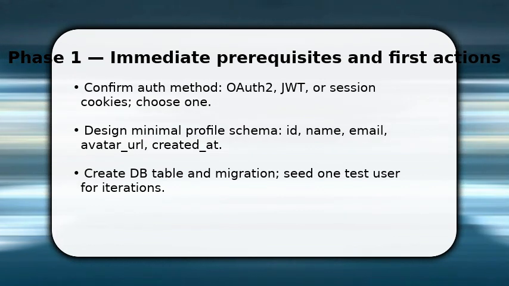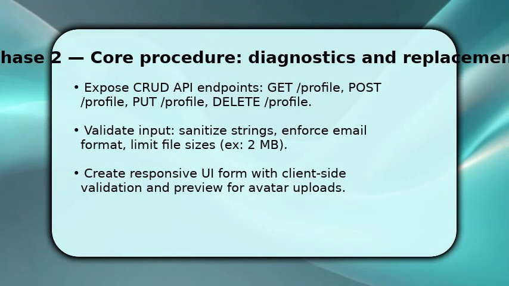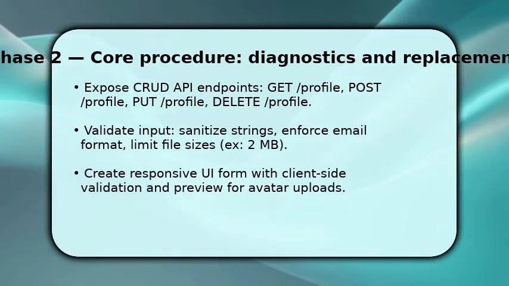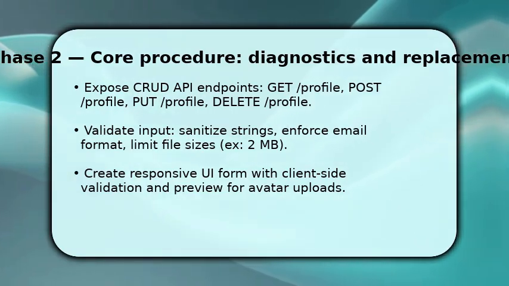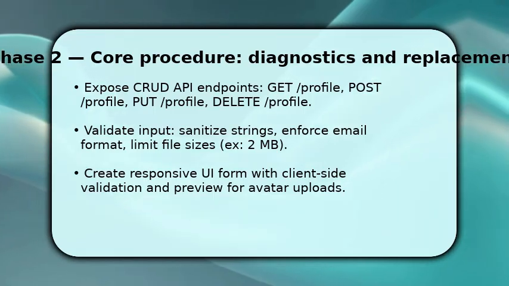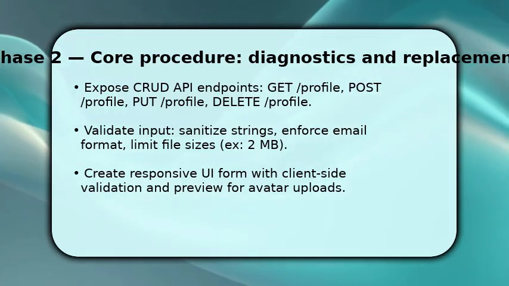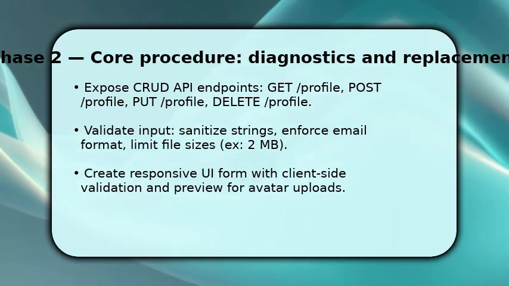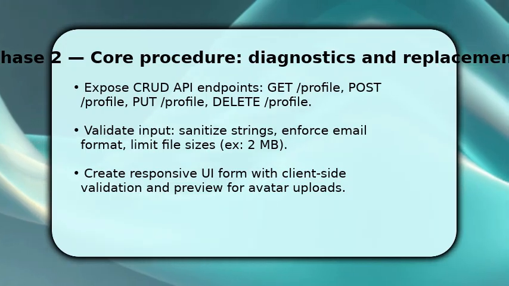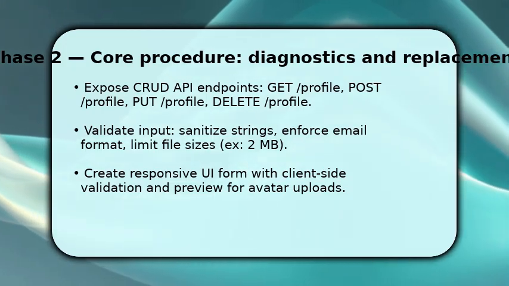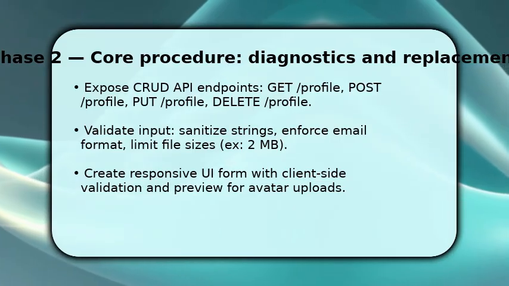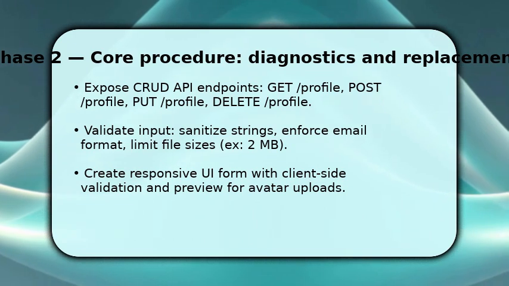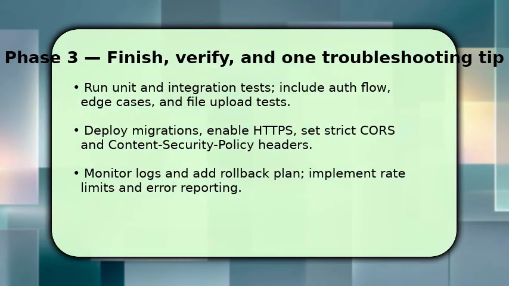Now you implement the middle steps that connect backend and frontend. Start by adding CRUD endpoints. GET /profile, POST /profile, PUT /profile, DELETE /profile, and secure them with your chosen auth. Validate and sanitize inputs server-side, require proper email format, and limit avatar uploads to a safe file size like 2 MB. Meanwhile, build a responsive UI form that mirrors validation, shows an avatar preview, and submits via AJAX so the user experience remains smooth. Finish by running comprehensive tests and hardening the system so users stay safe.